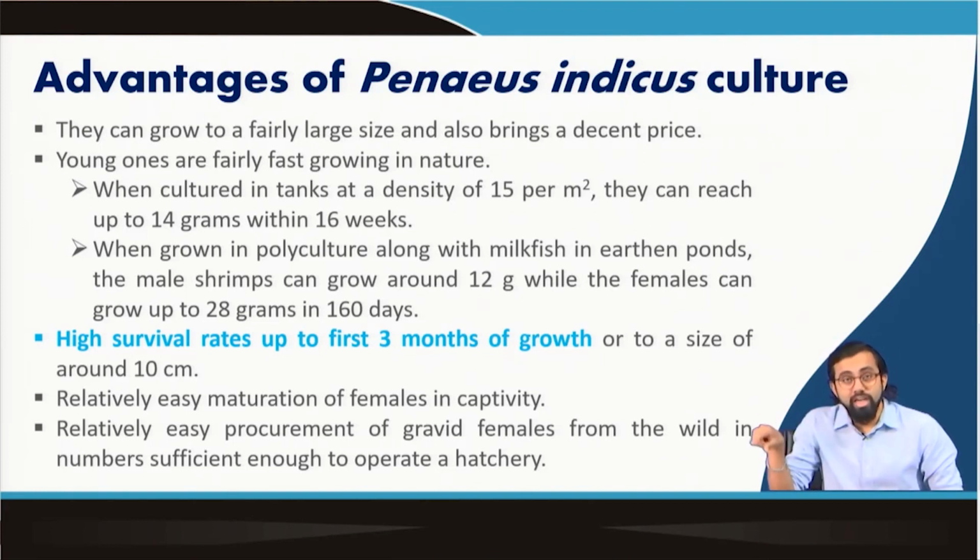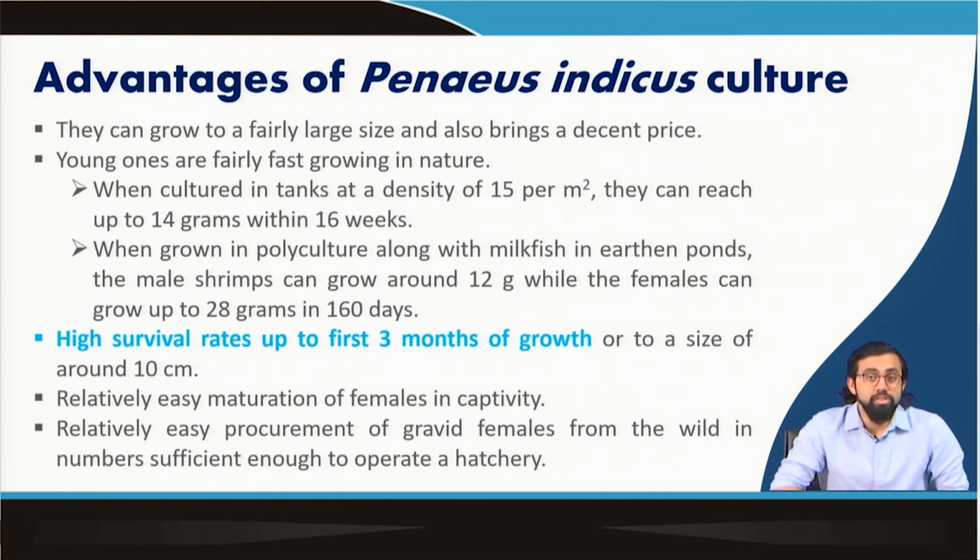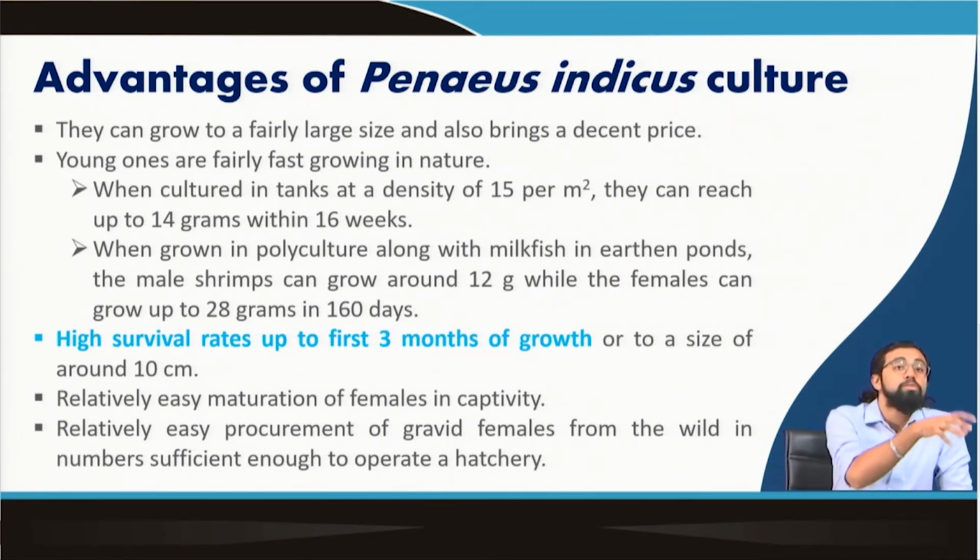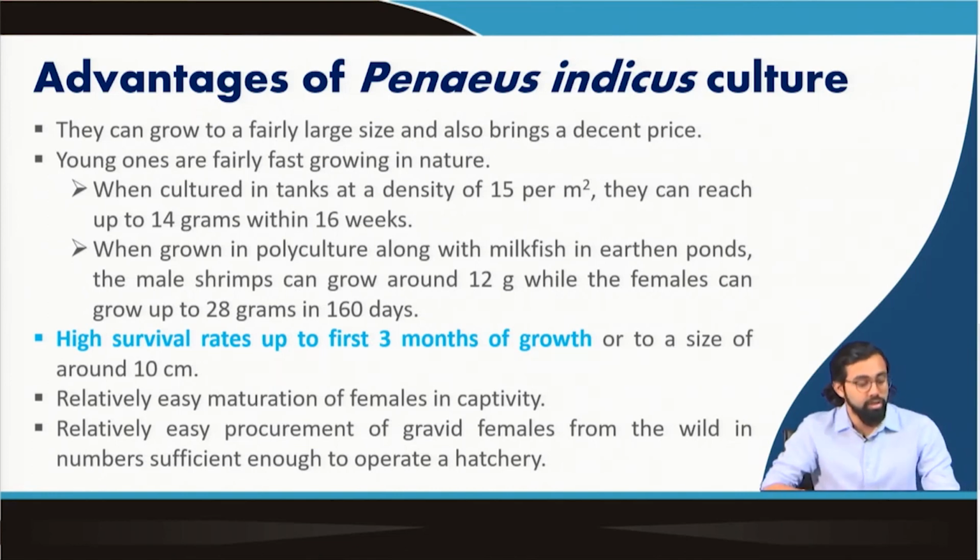They have a very high survival rate up to the first 3 months of growth, and can reach a size of around 10 centimeter. Relatively easy maturation of females in captivity can be witnessed. Relatively easy procurement of gravid females is possible in case of Penaeus indicus from the wild, in numbers sufficient to operate a hatchery.